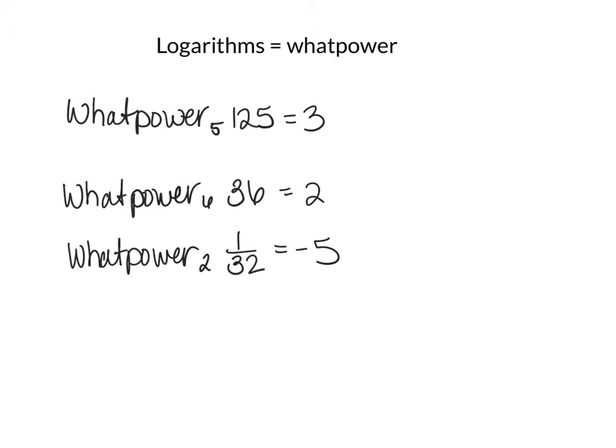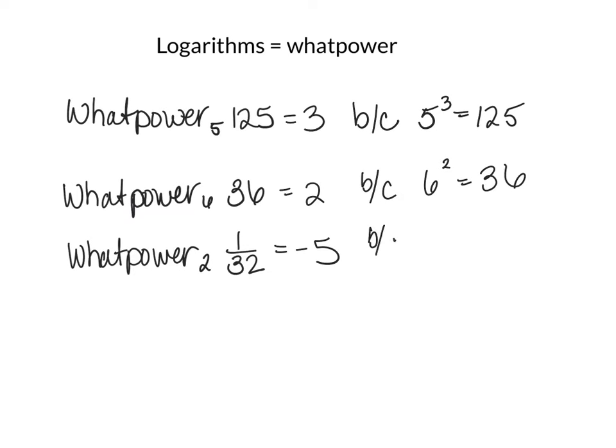And when you saw our answer keys, we said that was because 5 to the third power is 125, and because 6 squared is 36, and because 2 to the negative fifth is 1 over 32. This what power function actually has a much more complicated name. It is our logarithm, but we like to do it with this what power idea because it seems to click better without this crazy word logarithm.